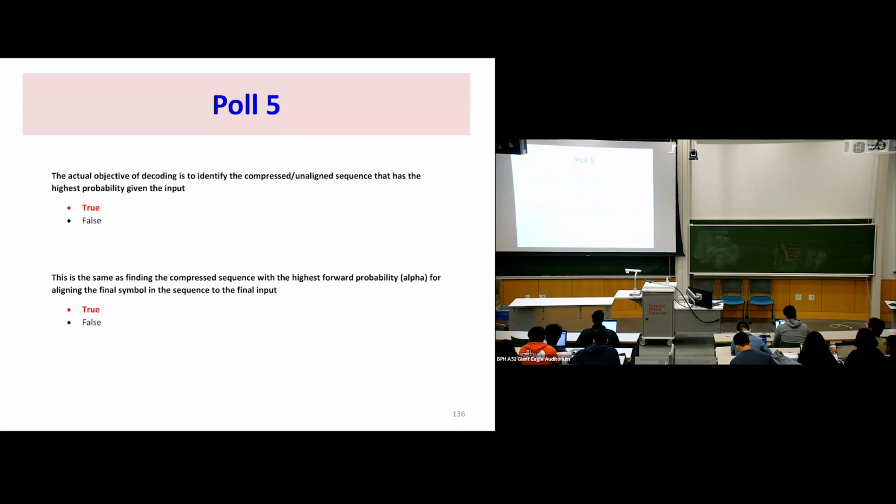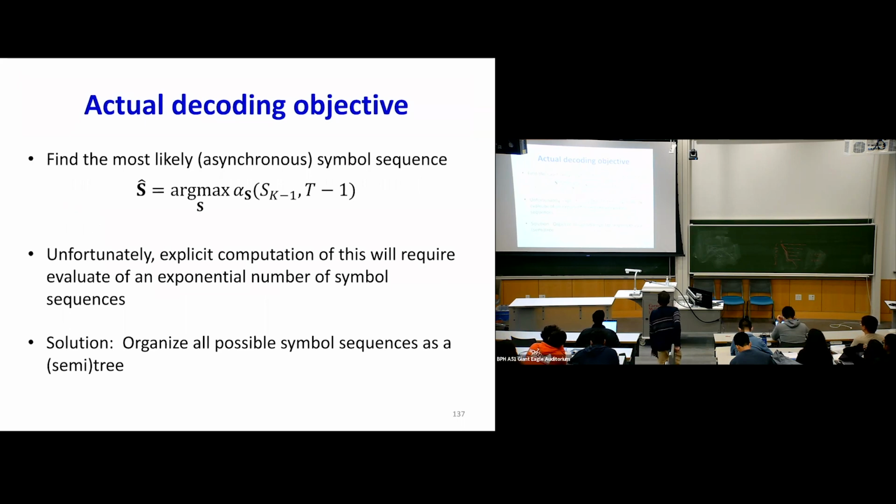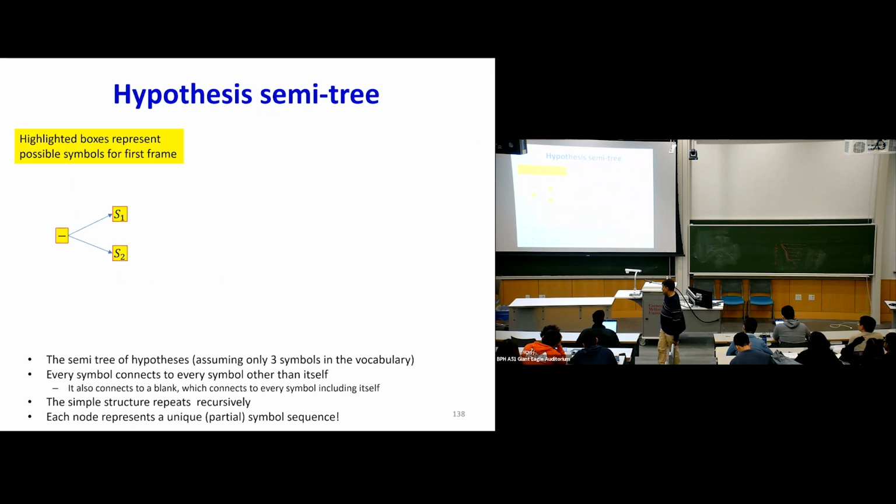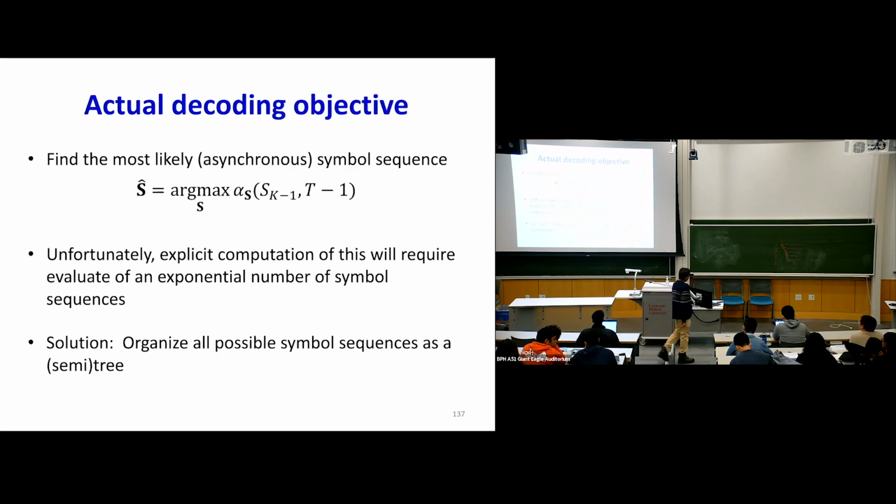The actual objective is to define or identify the most likely compressed symbol sequence. And finding the probability of a compressed symbol sequence is the same as computing the alpha at the bottom right when you align that symbol sequence to the input, right? So explicit computation, however, is going to require you to evaluate an exponential number of symbol sequences. And this is not going to be feasible. So for this, here's what I'm going to do. I'm going to actually go back and represent my symbol sequences in a smart manner, okay?